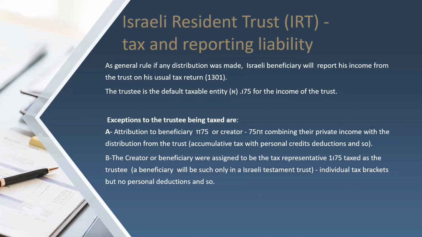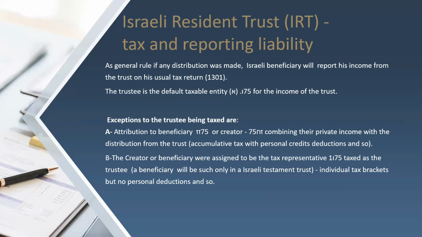So what is the tax reporting liability? As a general rule, if any distribution is made, an Israeli beneficiary has to report his income on his usual tax return. That form is called 1301, and it's a common thing that many people in Israel have to file. The trustee is the default taxable entity, according to paragraph 75. Well, I'll say it in Hebrew because it's easier, 75 Vav Aleph, for the income of the trust.